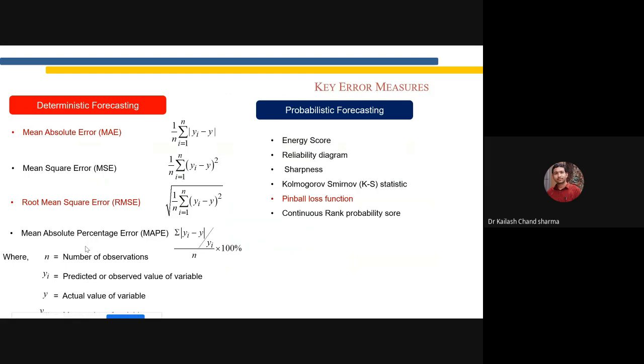In forecasting there are also different error metrics. When we develop any forecasting model and make the forecast, we evaluate the accuracy of the model. For deterministic forecasting, we use the mean absolute error, mean square error, RMSE, and mean absolute percentage error. And for probabilistic forecasting, we use the analysis score, reliability diagram, sharpness, KS statistic, pinball loss function, and continuous rank probability score.